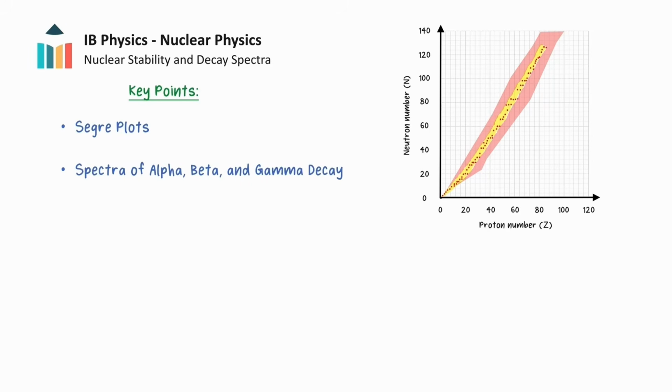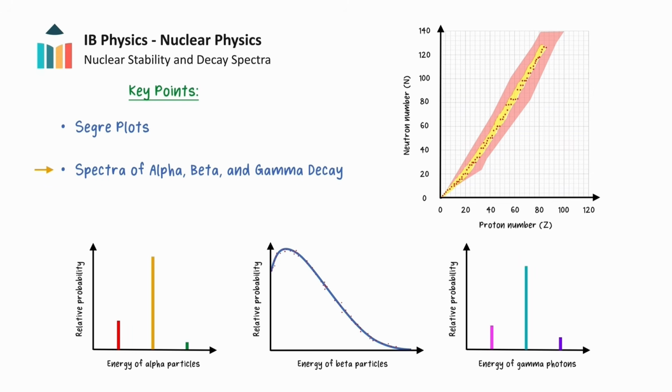In this video, we will take a look at Segre plots, which can give an insight into why and how different nuclides decay. We will then examine the spectra of alpha, beta, and gamma decays to see how they provide evidence for discrete nuclear energy levels and the existence of the neutrino.